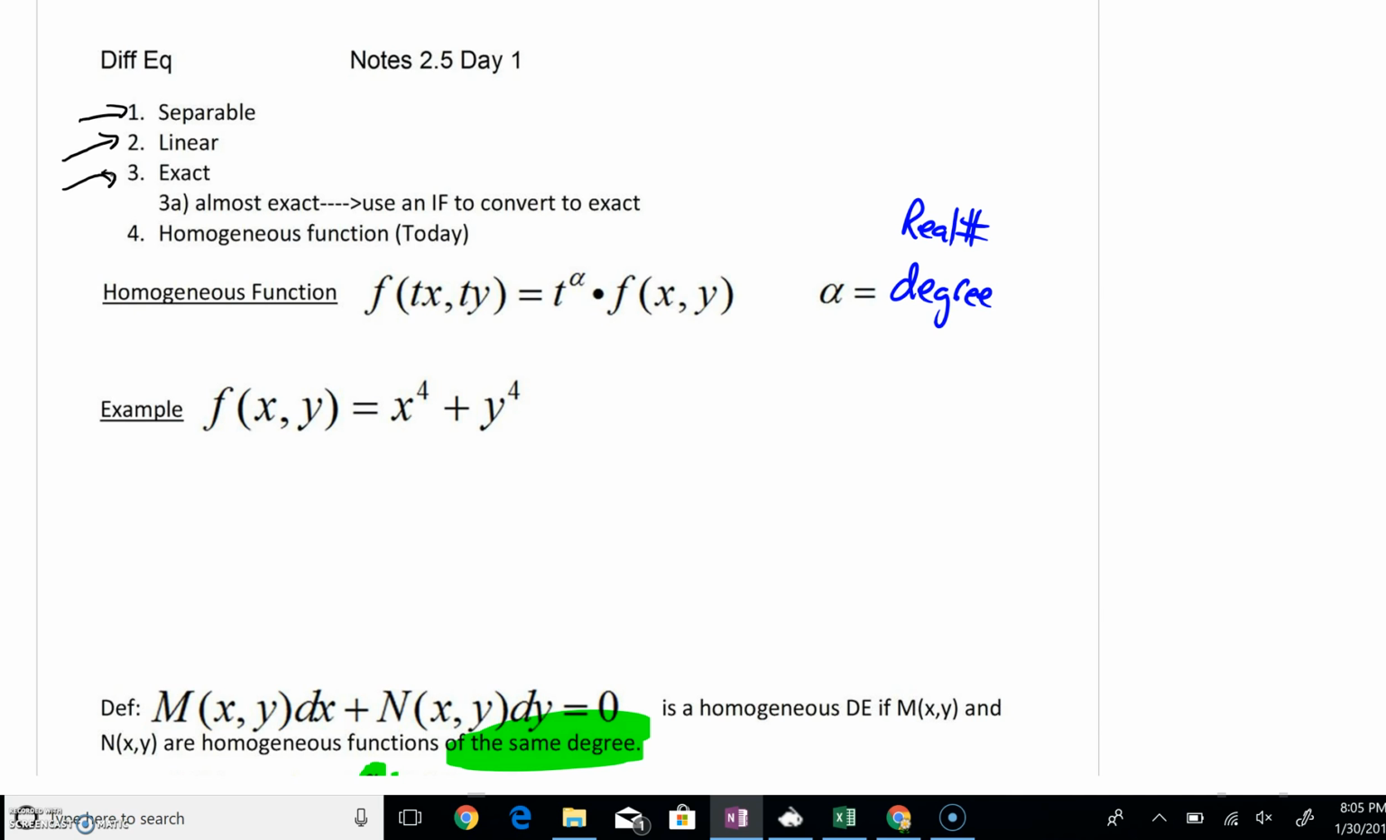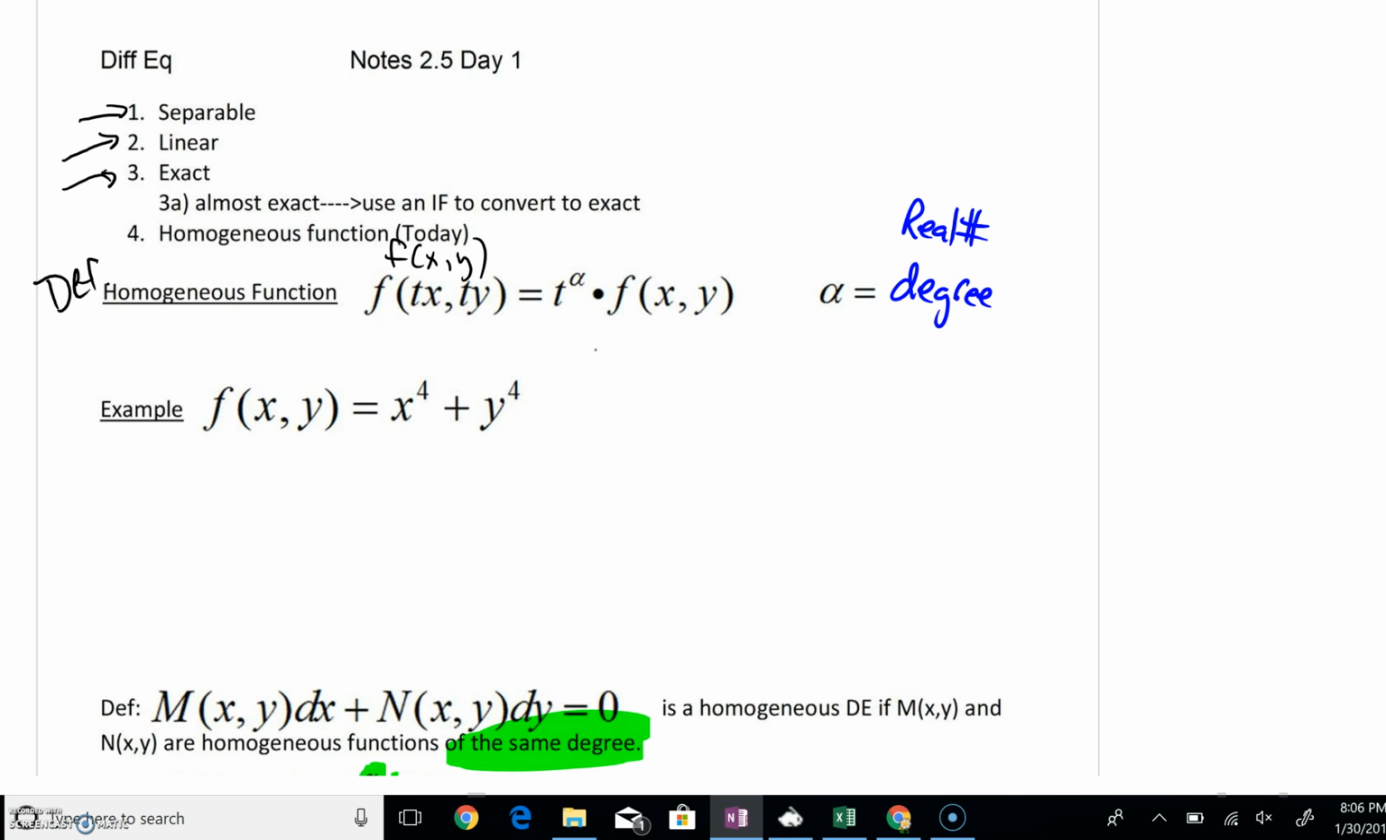And the homogeneous function, we've got a definition right here. A homogeneous function, a function of x and y, if we were to substitute in, instead of having x and y, tx and ty, if you could factor out t to a power, and that power here is alpha, as long as alpha is the same degree that we're factoring out from all parts here, and we can get a form t to the alpha times f of x comma y, then we have a homogeneous function.